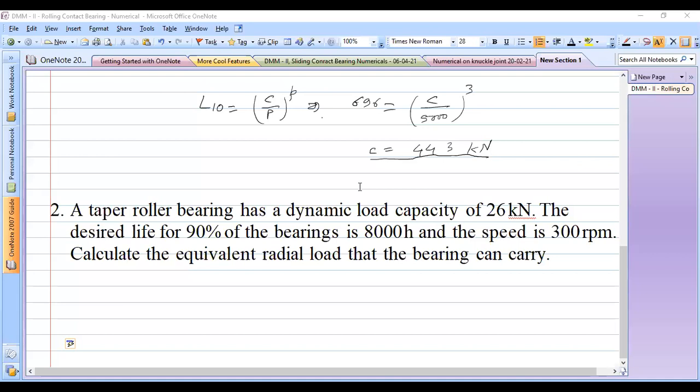So in the next numerical, it is given: a taper roller bearing has a dynamic load capacity of 26 kilonewton. The desired life for 90% of the bearing is 8,000 hours and the speed is 300 rpm. Calculate the equivalent radial load that the bearing can carry. This is what we have to find out.